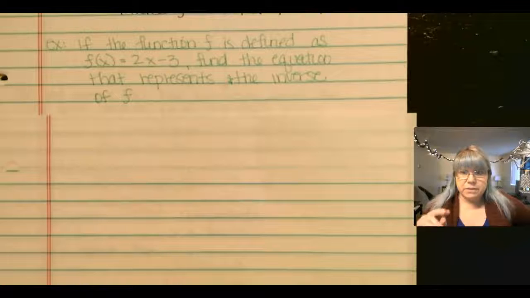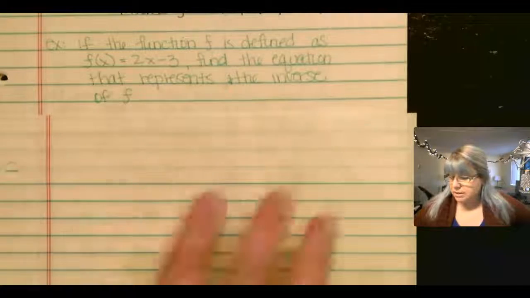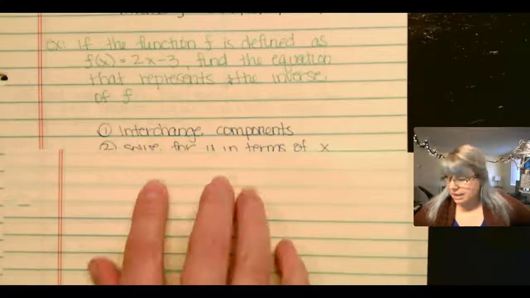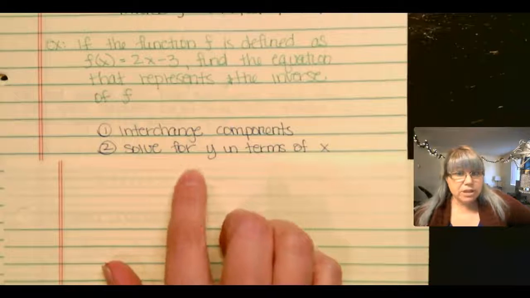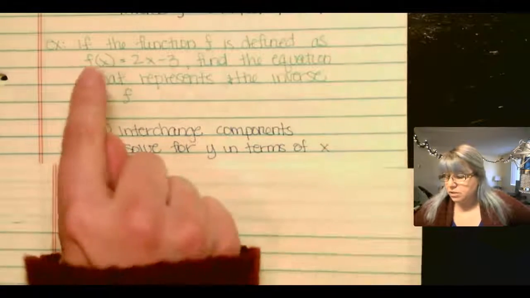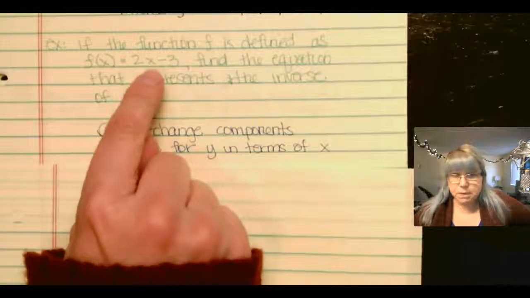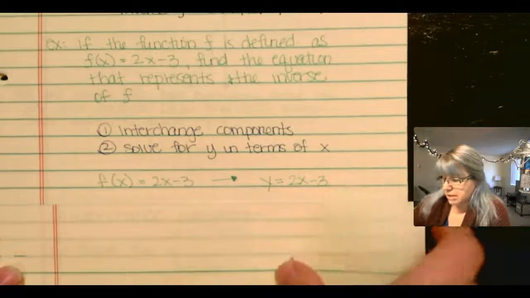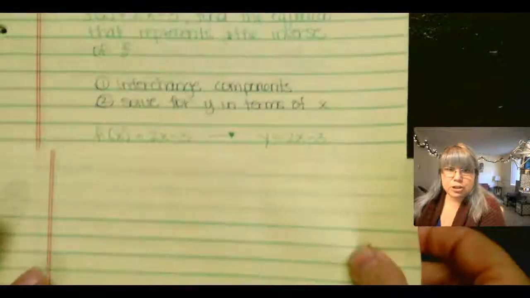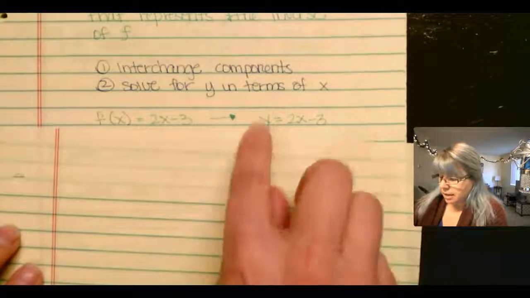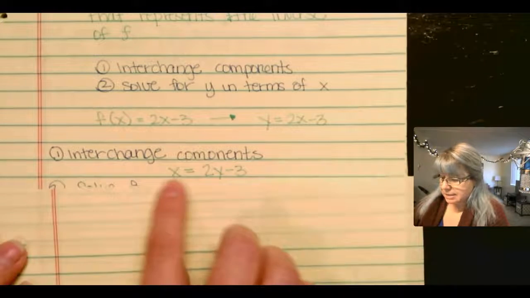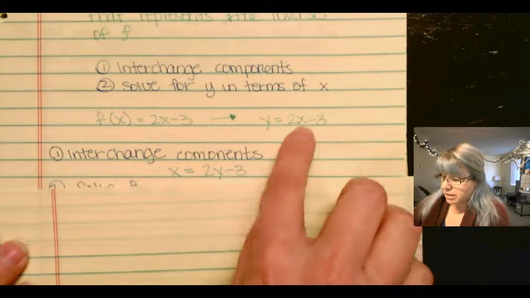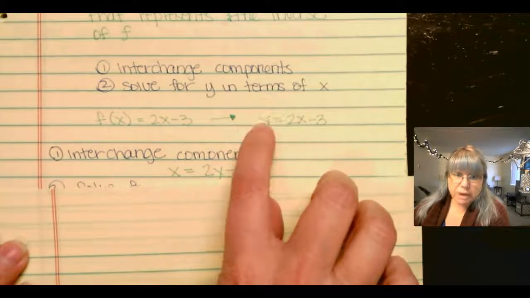Well, remember, the inverse is where we switch the components. So the first thing we're going to do is interchange the components, and then the second thing we're going to do is solve for y in terms of x. Right, so here's our function, f of x equals 2x minus 3. And I'm going to go ahead and write that as y equals 2x minus 3. Our first step, let's interchange the components. And we'll rewrite it as x equals 2y minus 3. So it's literally wherever the x was, I write the y. Wherever the y is, we write the x.